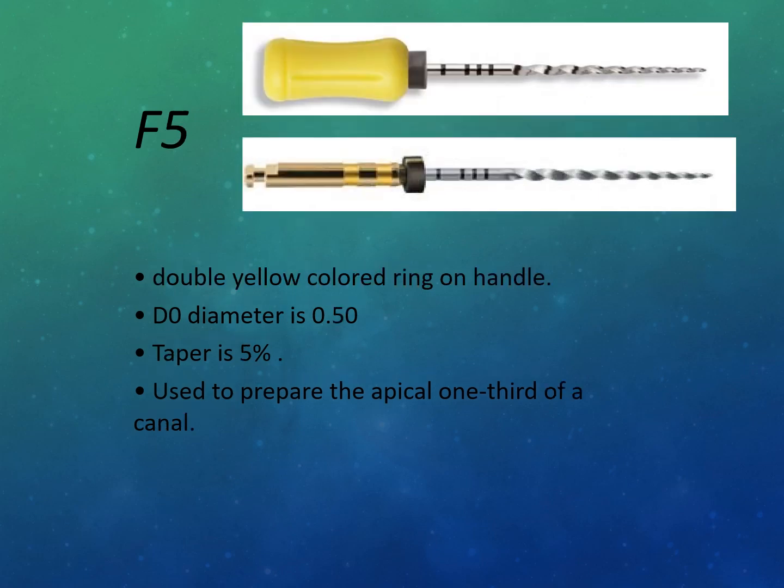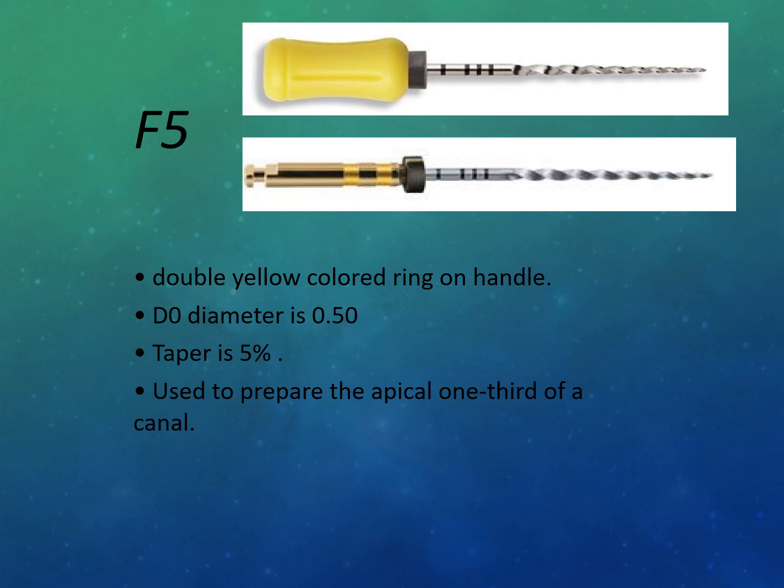F5, again, your tip diameter is 50 here, which corresponds to your 50K file. The taper is 5% here and it is used to prepare the apical third of the canal.